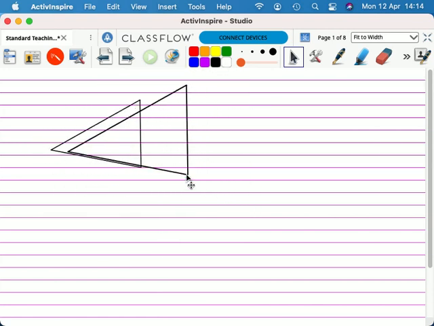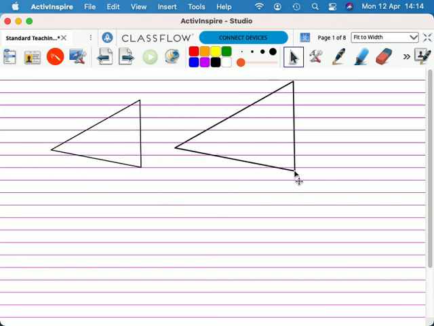But let's have a look at the angles. The angle here is the same. The angle here, the same angle. And the third angle is identical. So we do have a rule for similar triangles. If two triangles are similar, then it means the angles on one triangle will match the angles in the other triangle. And that is actually very, very important.